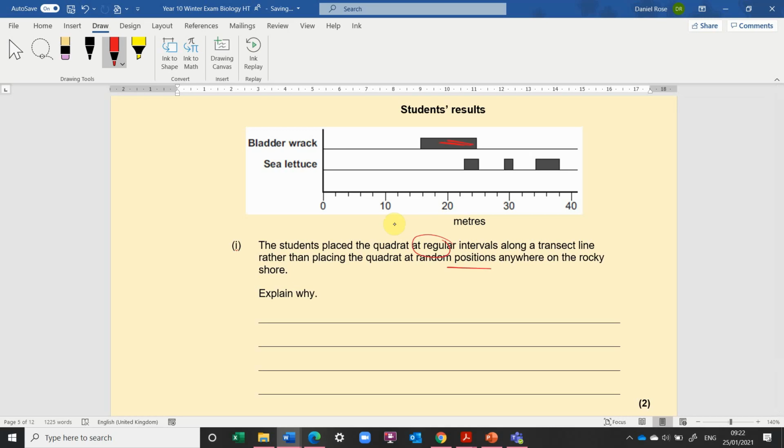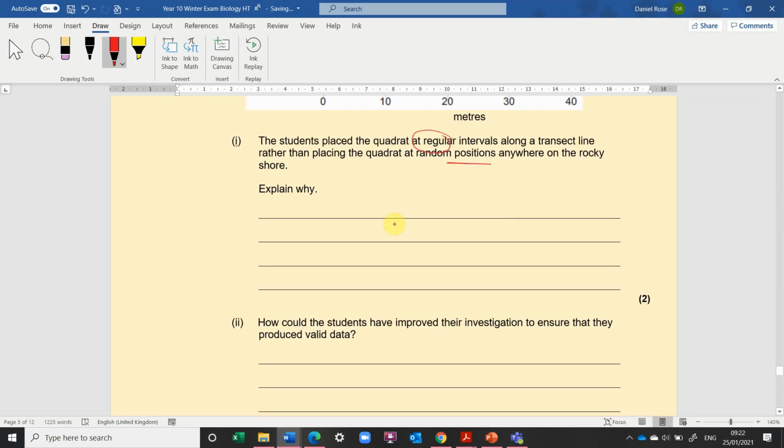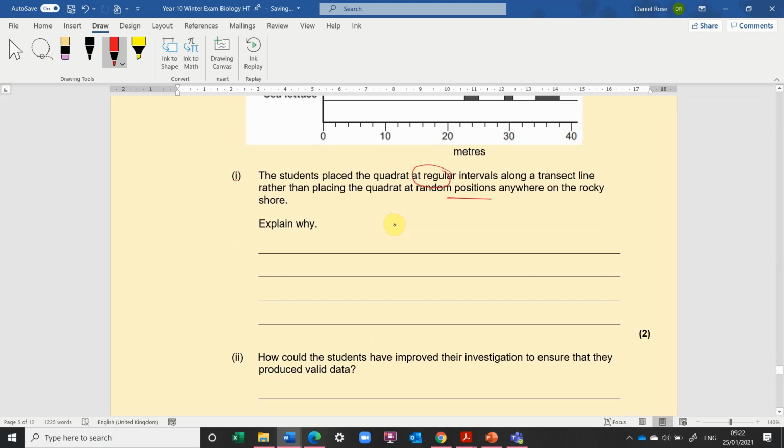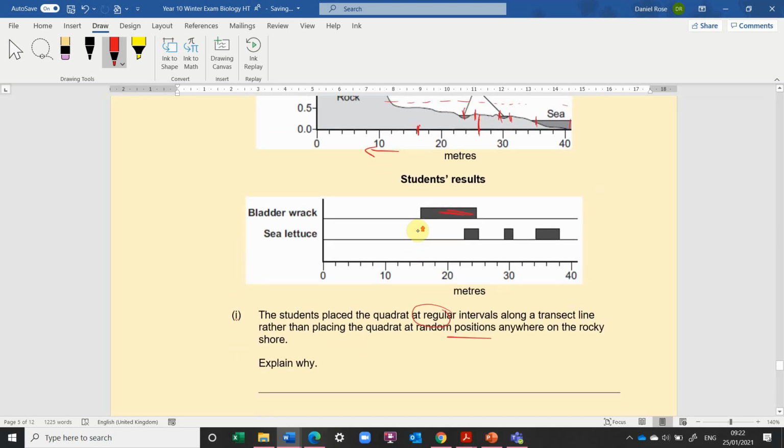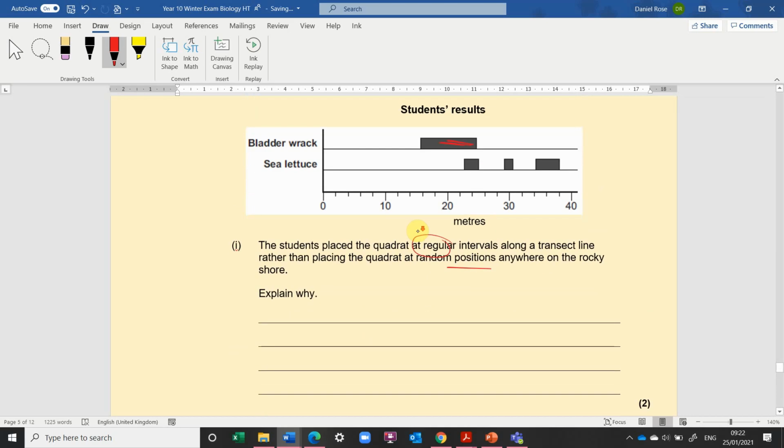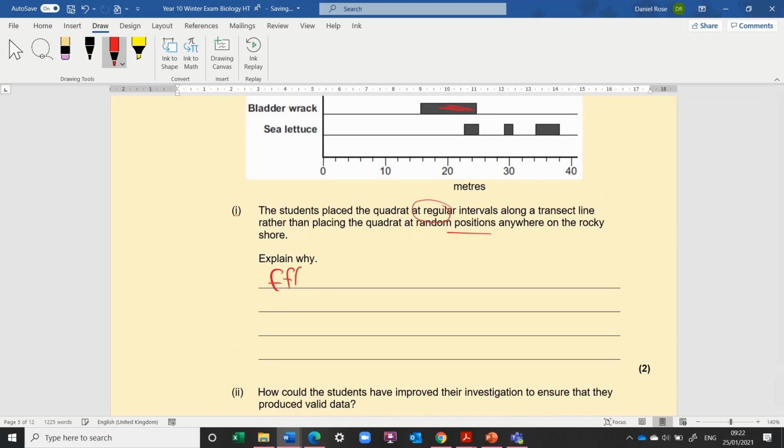This is a particularly hard one to word and to explain, but we're really looking for the fact that we are not doing random sampling. And from this one, that we are trying to show the effects of a particular abiotic factor. So that's why we're going to be using a transect.